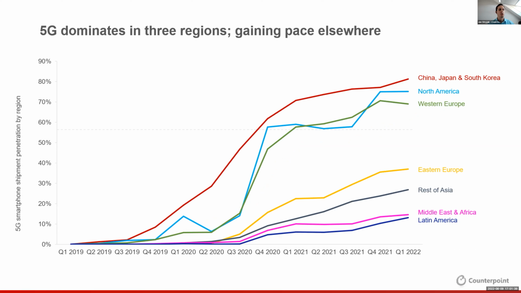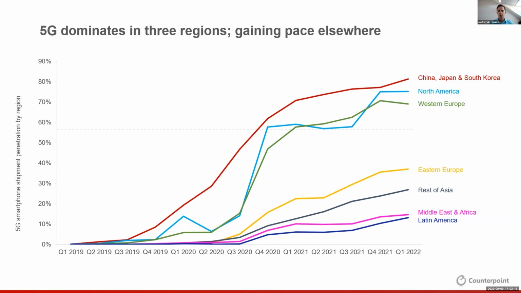When we look at 5G globally, obviously there are different regions where 5G is more prevalent from a smartphone perspective than others. Here on this chart we have 5G smartphone shipments penetration by region, and we have three regions where 5G dominates. We have Northeast Asia, so China, Japan, and South Korea, where together, as of Q1 2022, 5G smartphones accounted for 81% of shipments. Then we have North America, where it was 75%, and Western Europe at 69%.